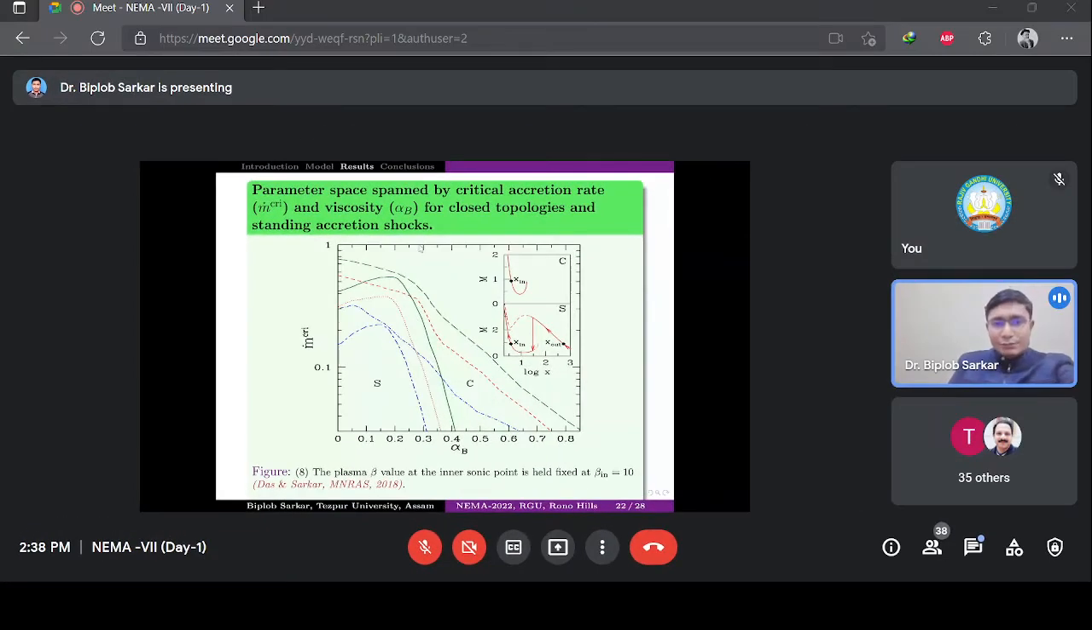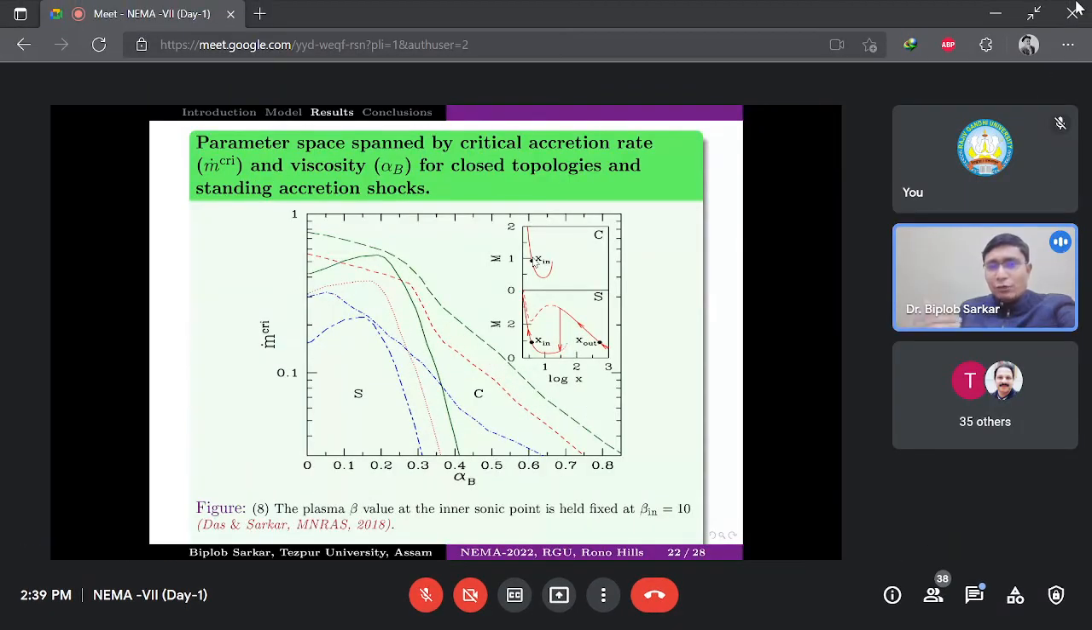Now in this particular plot, we will study the parameter space which is scanned by the critical accretion rate versus the viscosity parameter. We have studied the parameter space for closed accretion topologies as well as standing accretion solutions. Numerical simulation studies have shown that if the entropy at the inner sonic point is greater than the entropy at the outer sonic point, but if the shock conditions are not perfectly satisfied, then what will happen? We can get oscillating shocks.